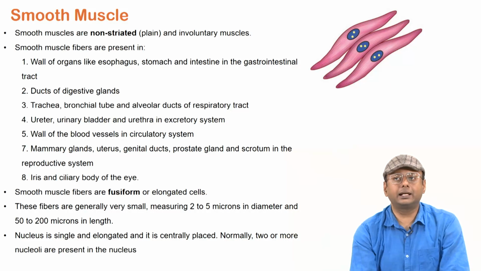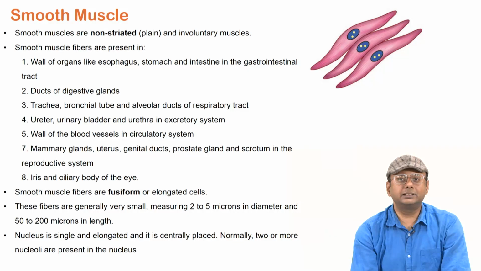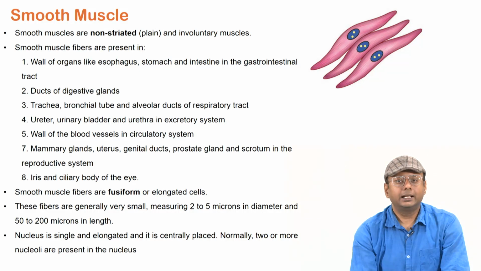So you can see these are non-striated type of cells, and these can be seen in different areas. For example, the walls of organs like the esophagus, stomach, intestine, ducts of the digestive glands, trachea, bronchial tubes, urethra, urinary bladder, walls of different blood vessels, mammary glands, and the ciliary body of the eye. You can see so many areas where smooth muscle cells are present.